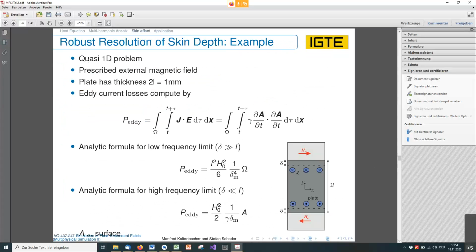The example is that we have a quasi 1D problem, and we prescribe an external magnetic field. The external magnetic field you see here, which is prescribed. Then we have a plate of a thickness of 1 millimeter. So the dark grayish area is the plate, and we compute there the eddy current losses inside the plate.